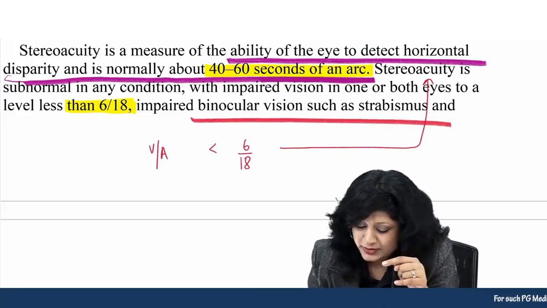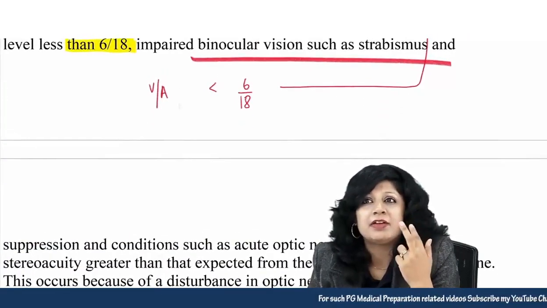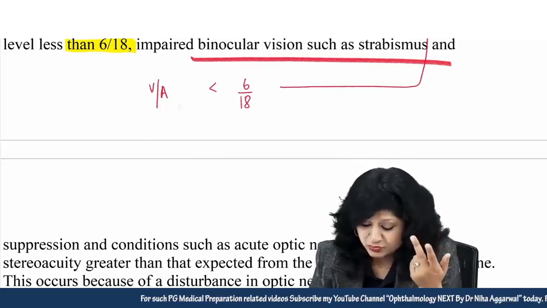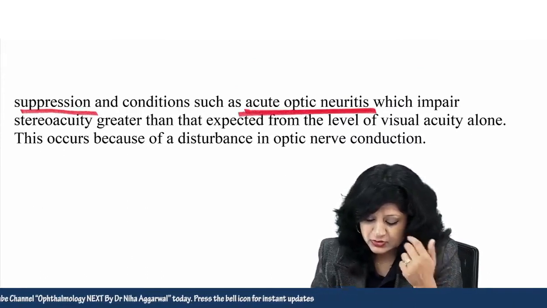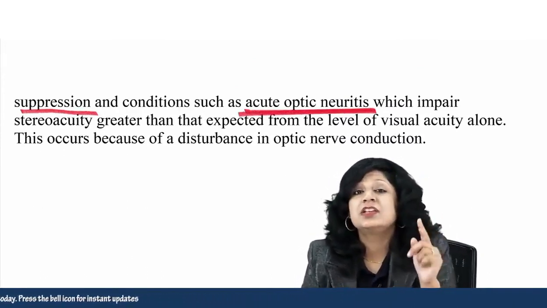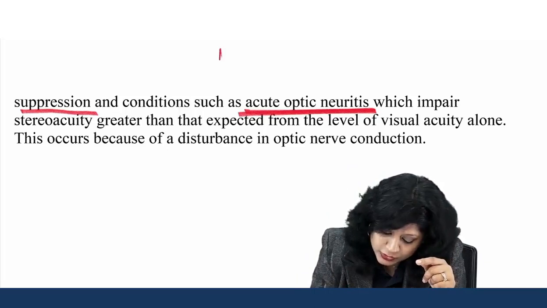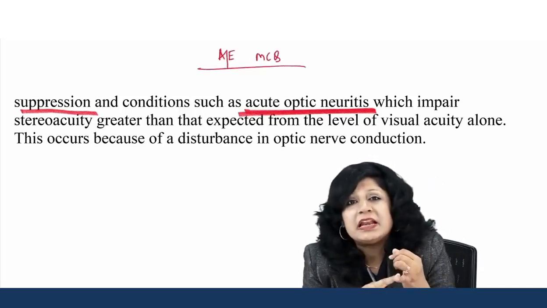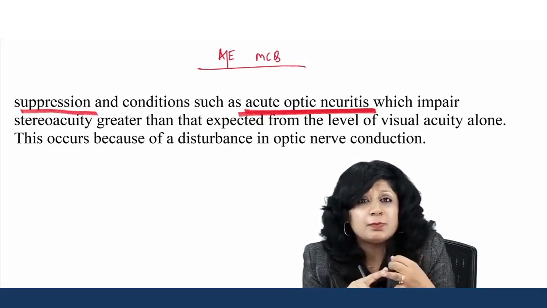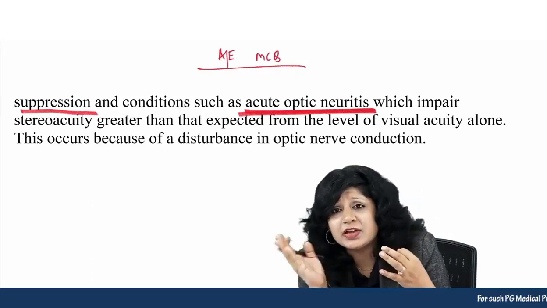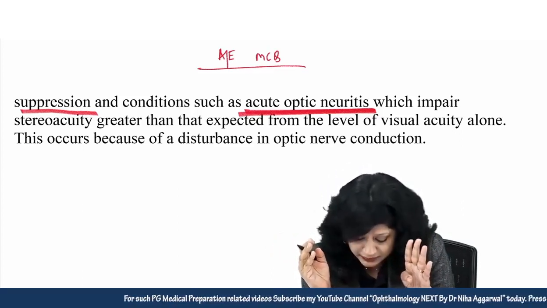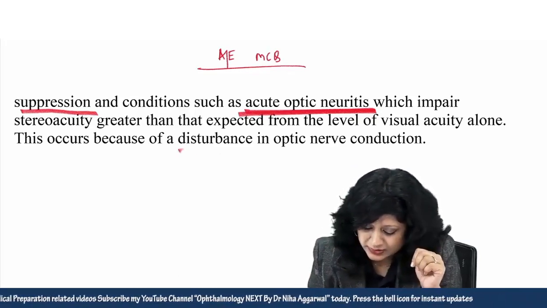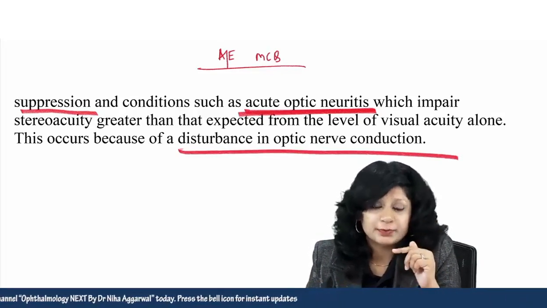Impaired binocular vision could be there, like if my patient has impaired binocular vision due to strabismus, or there can be suppression, or acute optic neuritis. In all these conditions, the stereo acuity will be affected. So wherever you have very low visual acuity, or a problem with binocular vision, where one of the eyes is suppressed, or you have optic nerve problems, you will have a problem with the stereo acuity. This occurs because of the disturbance in optic nerve conduction in cases of optic neuritis.